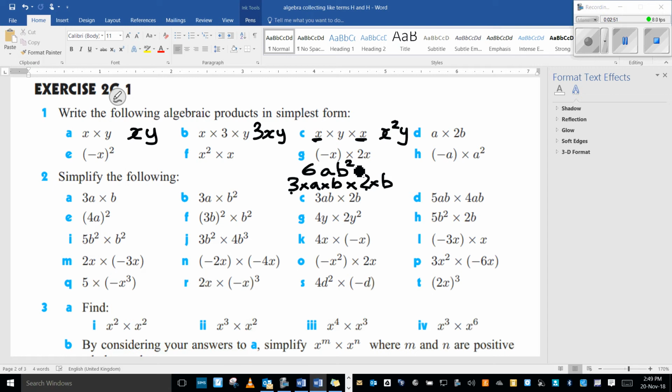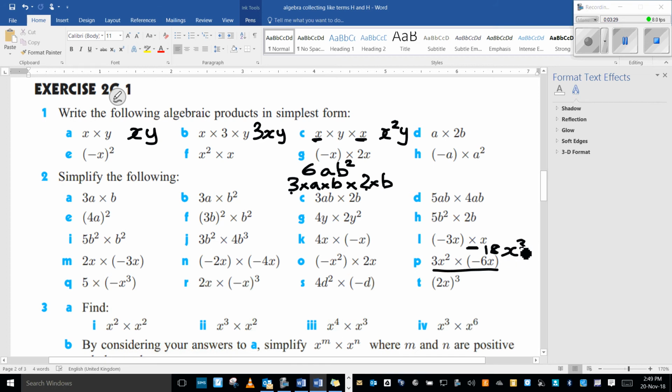Don't forget that if you've got signs involved, like in this question, we're multiplying these 2 things together. The first one is positive and the second one is negative. Remember, when there are different signs, what's your answer going to be? Negative. So I know this one's negative. I can then deal with the 3 and the 6. So 3 multiplied by 6 is 18. And then I've got an x squared multiplied by another x. You all happy with that?